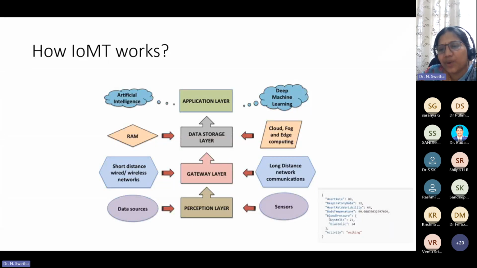This is actually a JSON file. Data is stored in JSON. If any one of you know about the .json format, like Excel and CSV, this is one type of format. Here, some of the vitals are being stored while the activity is walking.